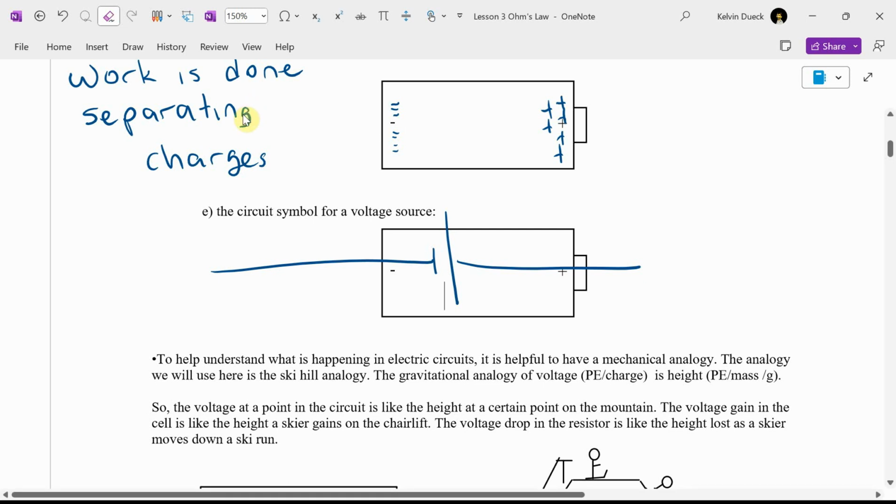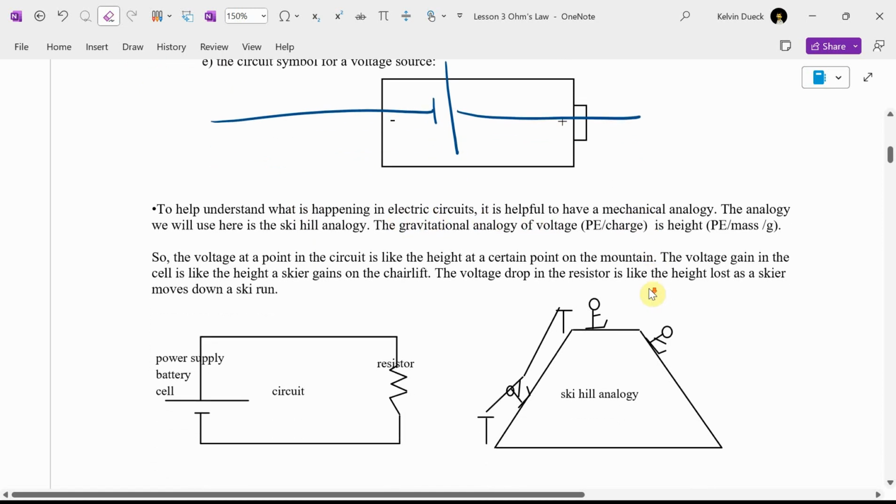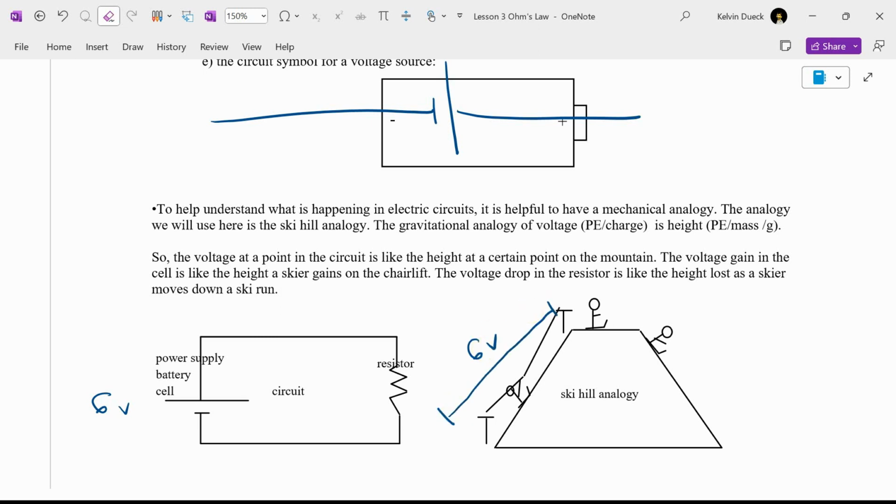So, Jacob, here's my analogy. To understand what's happening in electric circuits, it's helpful to have some kind of a mechanical analogy. The analogy, Alfia, that I'm going to flog to death is the ski hill analogy. I'm going to argue that gravitational potential energy, height, is like voltage. I'm going to argue that a 6-volt battery attached to a circuit is like a chairlift where skiers are being lifted up 6 volts high. I know height is not measured in volts, but I'm going to pretend it is.